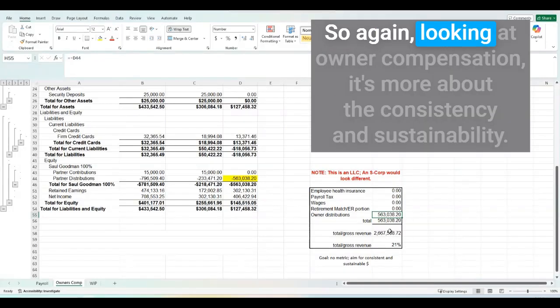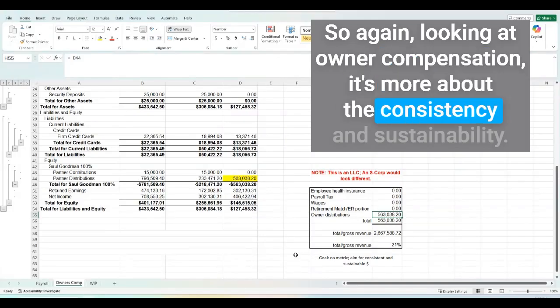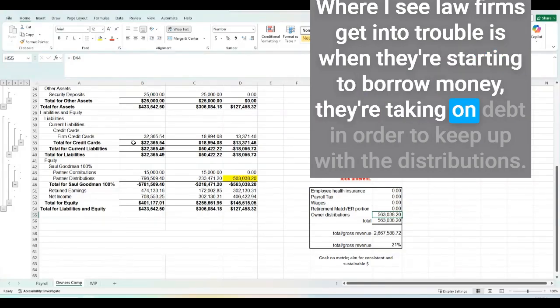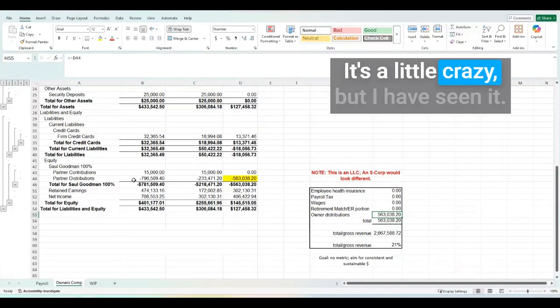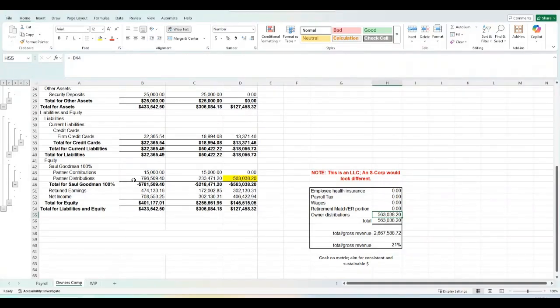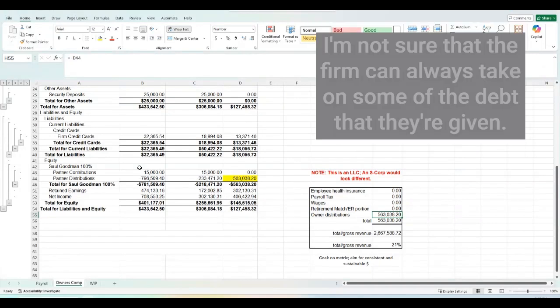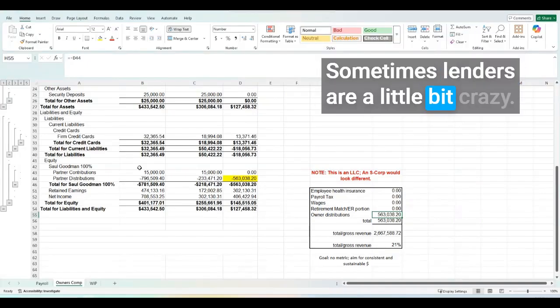So again, looking at owner compensation, it's more about the consistency and sustainability. Where I see law firms get into trouble is when they start to borrow money, taking on debt in order to keep up with the distributions. It's a little crazy, but I have seen it. That becomes a very bad situation, because now you have debt to pay, and I'm not sure the firm can always take on the debt they're given. Sometimes lenders are a little bit crazy.